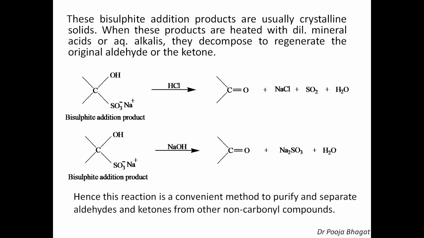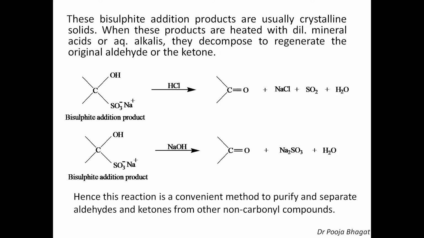How can you do that? Let us take a mixture of A and B, in which A is a carbonyl compound and B is a non-carbonyl compound. In this mixture, you add sodium bisulfite. When you have added sodium bisulfite, the carbonyl compound will get converted into the bisulfite addition product, which is crystalline in nature. So A will give the crystalline bisulfite addition product. You can easily separate the solid.